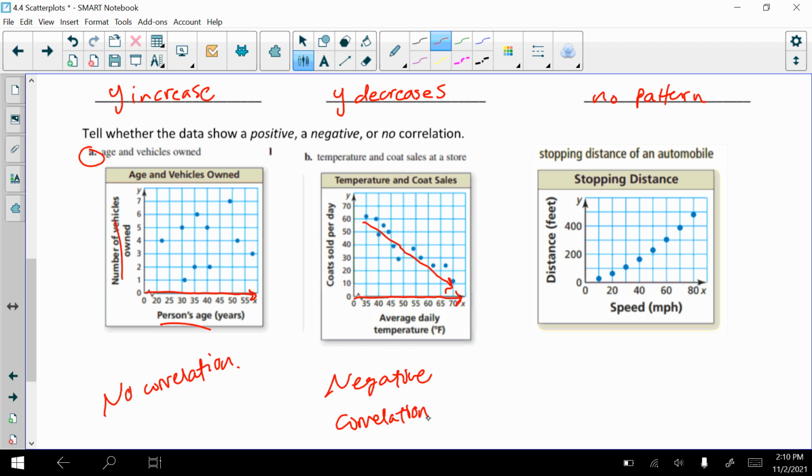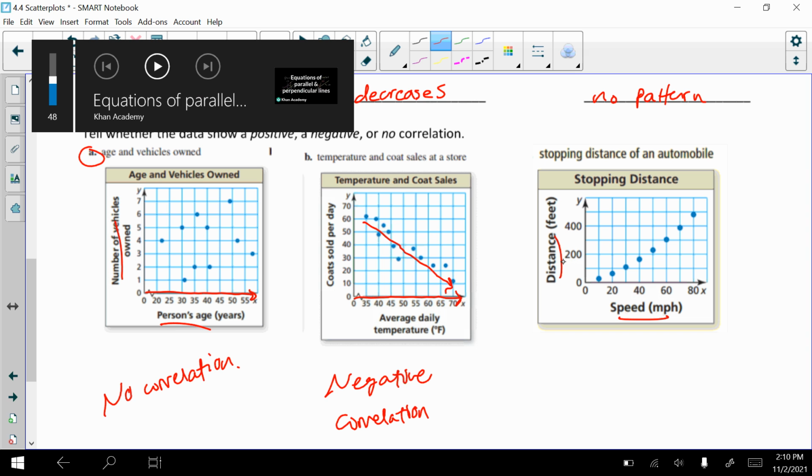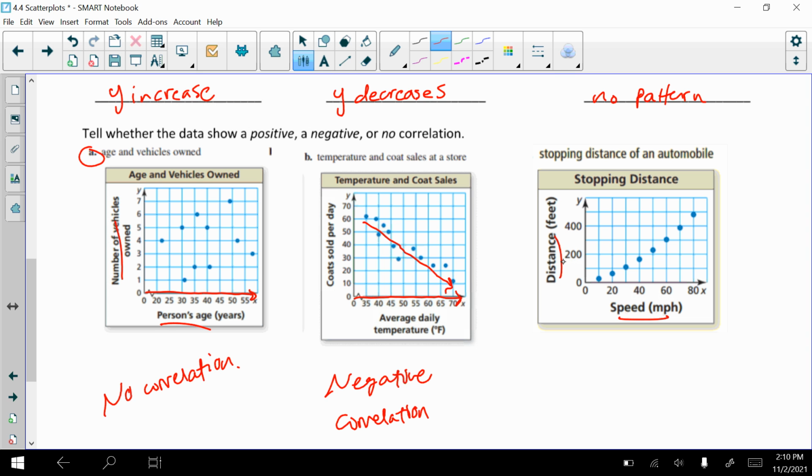And the very last one, I have speed in miles per hour and stopping distance of a car. So that's how long it takes a car to stop going a certain speed if you just slam on the brakes. And clearly, I see that as I move from the left to the right, my data is going up. So I would say that this has a positive correlation. So that's just a little bit on scatter plots and correlation.